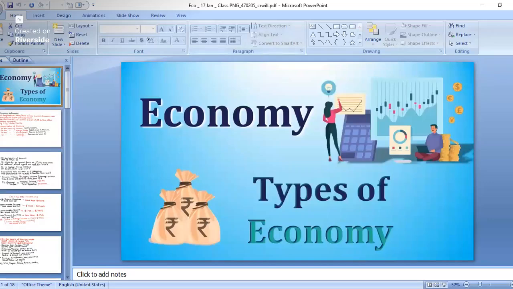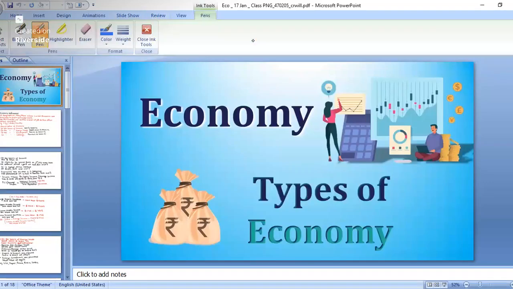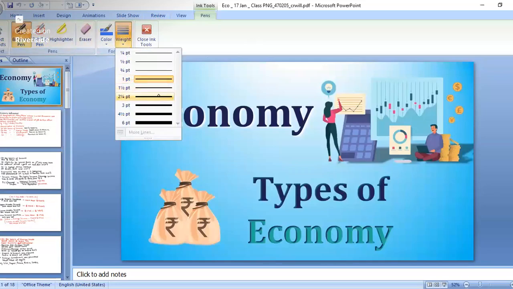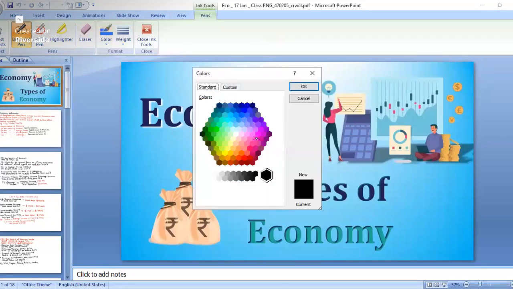Okay, so in today's class, we will be studying the types of economy. So what is economy? All those things we have studied. Today we will study the types of economy. In this part, we have the various types of economy, and they are classified on the basis of certain factors. All those things we'll see in today's class.